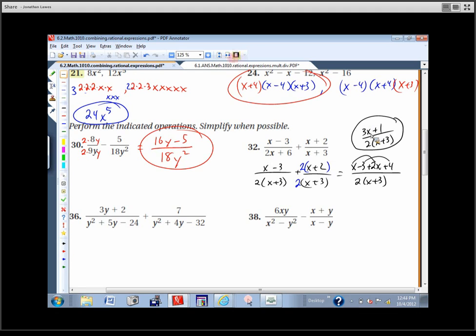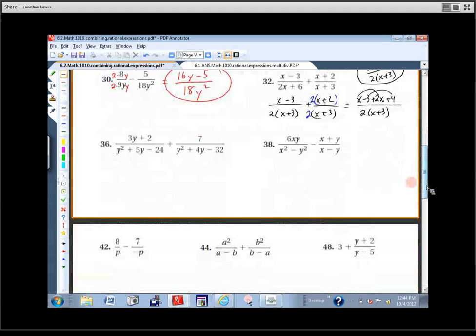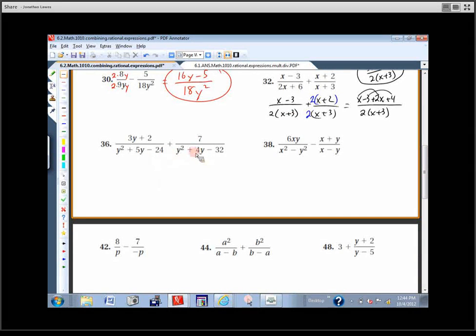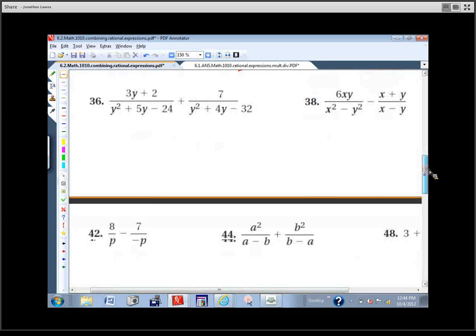Okay. Bottom of the first page, let's take a look at those. These get a little uglier. So I'm going to zoom in on this one right here, and let's see if we can get this one. So this would be 3y plus 2, and our denominator is y and a y, multiplies to be negative 24 and combines to be positive 5. So I'm going to say positive 8 and negative 3.